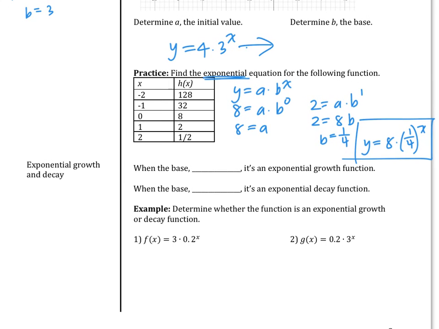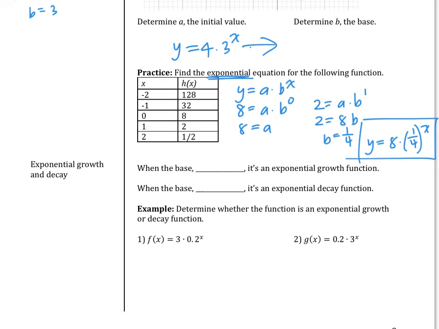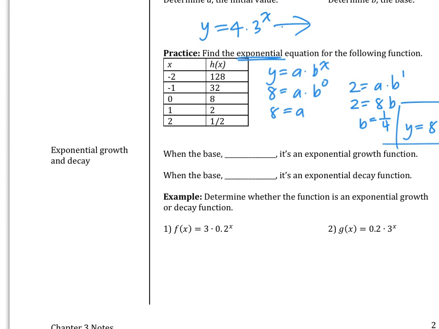Now let's talk about exponential growth and decay. How do you know when an exponential function is going to grow? Grow means that it looks like this. It gets bigger, y gets larger when x gets larger. Exponential decay means that as x gets bigger, y is going to decrease.